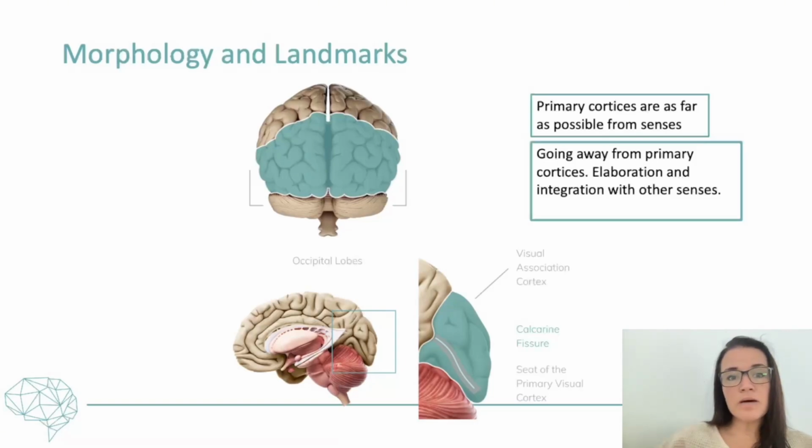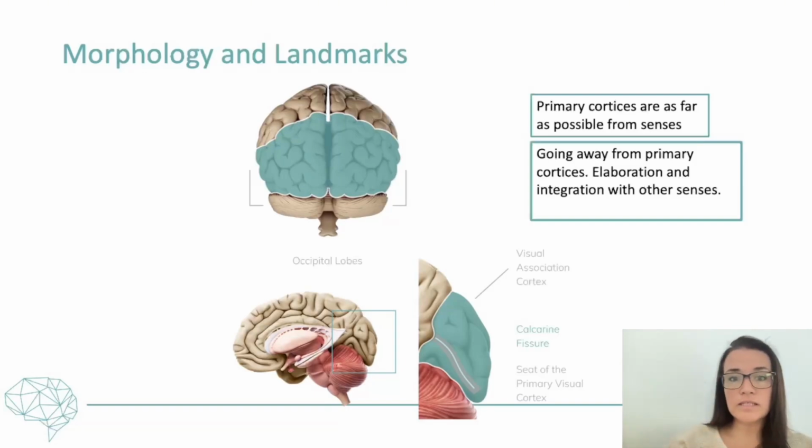And what's interesting about the sensory information that comes into the brain is that our primary cortices are almost as far as possible from the senses. So for example, with the occipital lobes, our eyes sit on the front of our head, whereas the occipital lobe is at the back of the head.